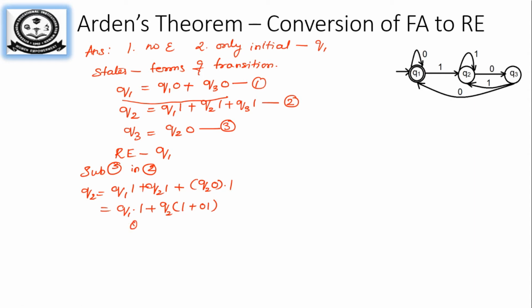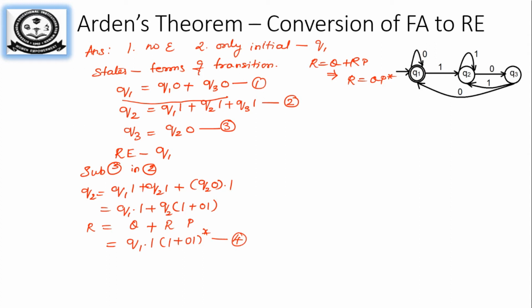Now you can take this as Q, this as R, and this as P. So the equation is R = Q + RP. When you minimize this, you will get Q1 dot 1 with (1 + 01)*. Why is it so? Because Arden's theorem says R = Q + RP, which we can formalize into R = QP*. So with that, we have minimized into this equation. Let us name this equation number 4.